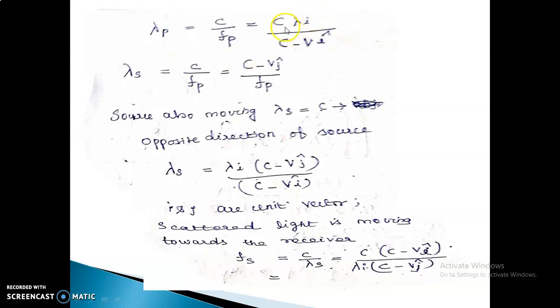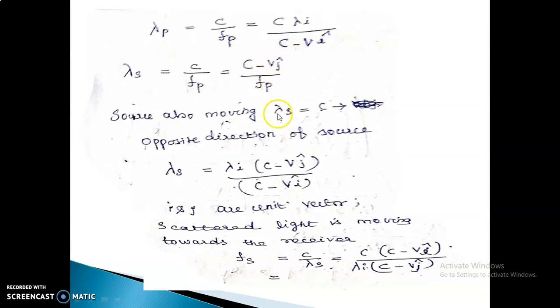When you substitute, you will have C into lambda I divided by C minus V into unit vector I. The same thing, for the same wavelength, I am just going to calculate with respect to the medium from the source. That means if the medium is moving, then C will be replaced for the other direction, that is C minus V into J unit vector, divided by Fp. So here the only thing is C is replaced with C minus Vj. This indicates the opposite direction.